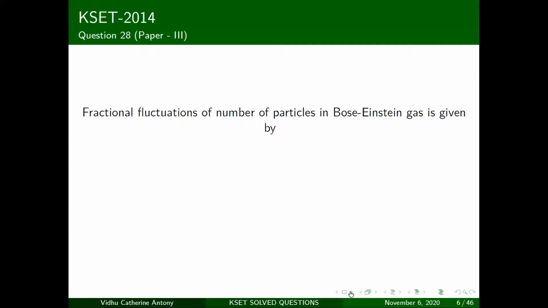This is something that you will need for your second semester. I'm going to be discussing this in a little more detail, not just for KSET, but also for your MSc paper. So let's look at this. Fractional fluctuations of number of particles in Bose-Einstein gas is given by. These are the different options that you have, and this Ni tilde basically refers to the average number of particles. You want to find out the fractional fluctuations. If you've looked at Reeve properly for your second semester thermodynamics, you would have seen a section called dispersion. Dispersion is basically your fluctuation.